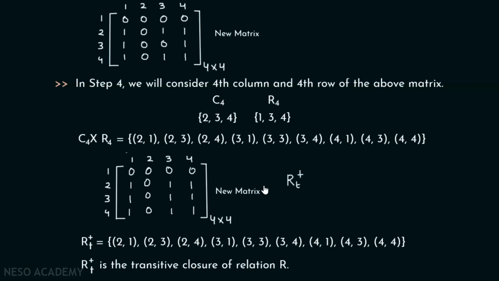In step 1, we have to consider first column and first row. In step 2, we have to consider second column and second row. In step 3, we have to consider third column and third row, and so on. Right? In every step, we have to write all the positions, and the rest of the steps are quite clear to you. Right? Finally, after step 4, we will obtain this particular matrix, and this matrix is nothing but transitive closure of relation R. Right? That is RT plus. And that's it. This is how we will be able to find out the transitive closure of a relation using Warshall's algorithm.